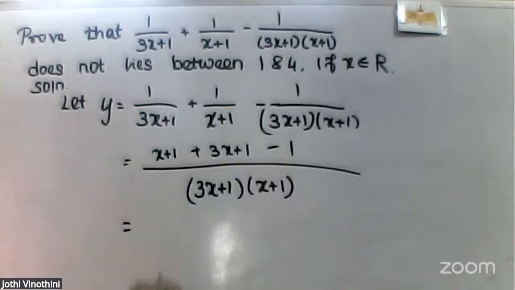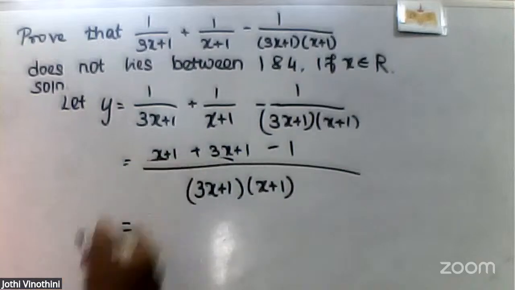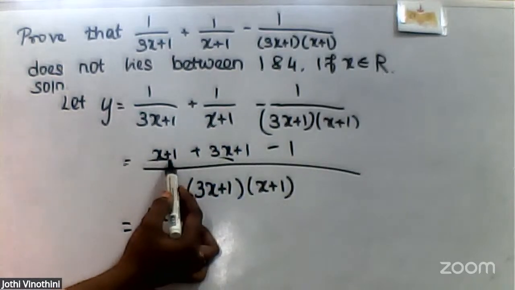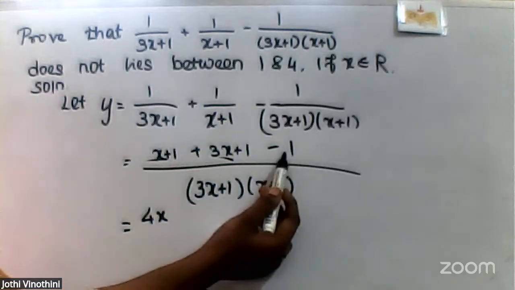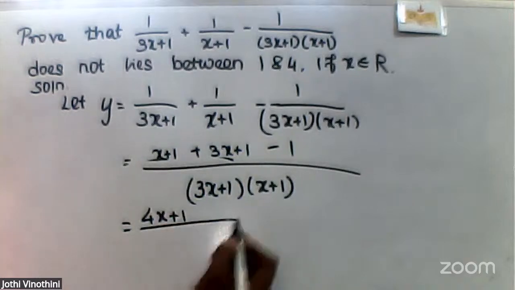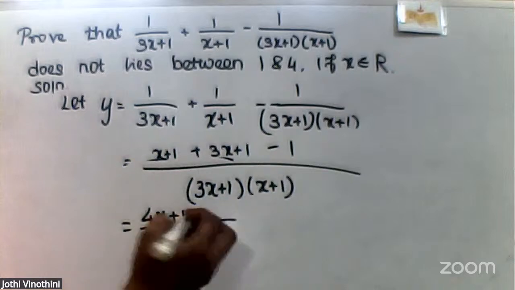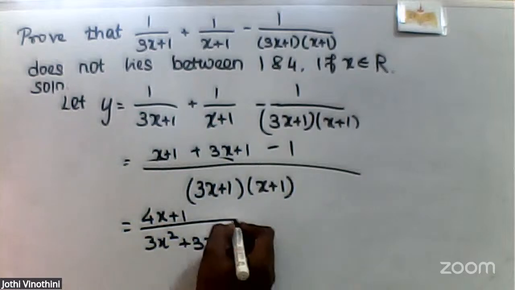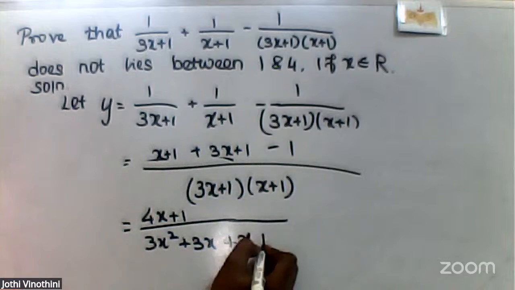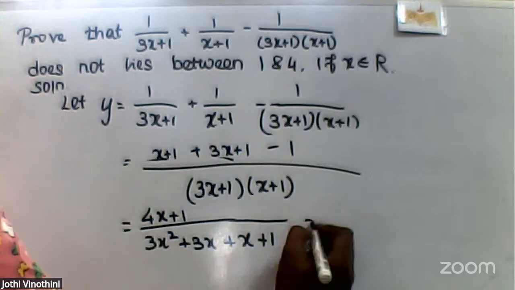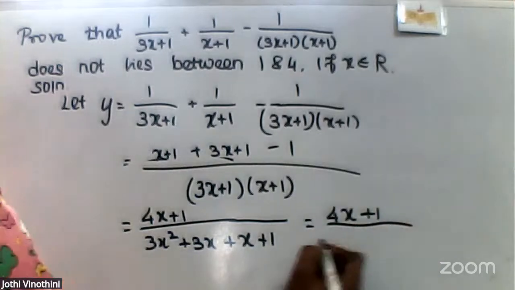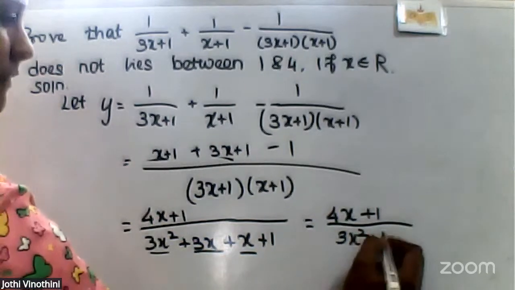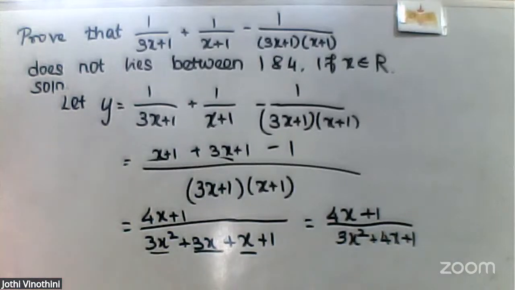Yes. Which equals: here it is positive x, here it is positive 3x, so it will become 4x. Here it is 1, here it is 1, so 1 plus 1 is 2. 2 minus 1 again, plus 1, divided by, we can multiply this. So I am going to multiply this term by 3x, so 3x squared plus 3x. Now multiplying it by 1, it will become x plus 1. We can again simplify this. So it will become 4x plus 1 divided by 3x squared, and here 3x and here x, so it will become 4x plus 1.